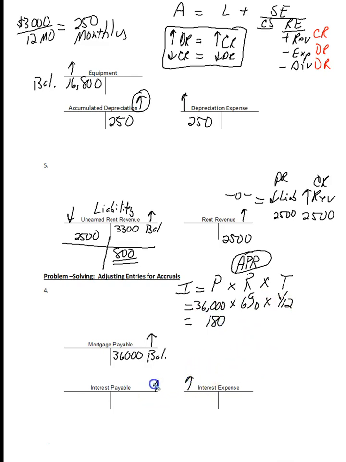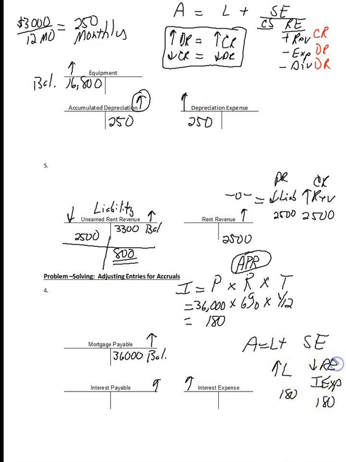Okay, so if I put it into my accounting equation, we know that retained earnings is actually going to go down because we have incurred interest expense, right? Time's gone by, we've consumed this $180. But we haven't paid for it yet. So we need to increase some sort of liability account for 180.